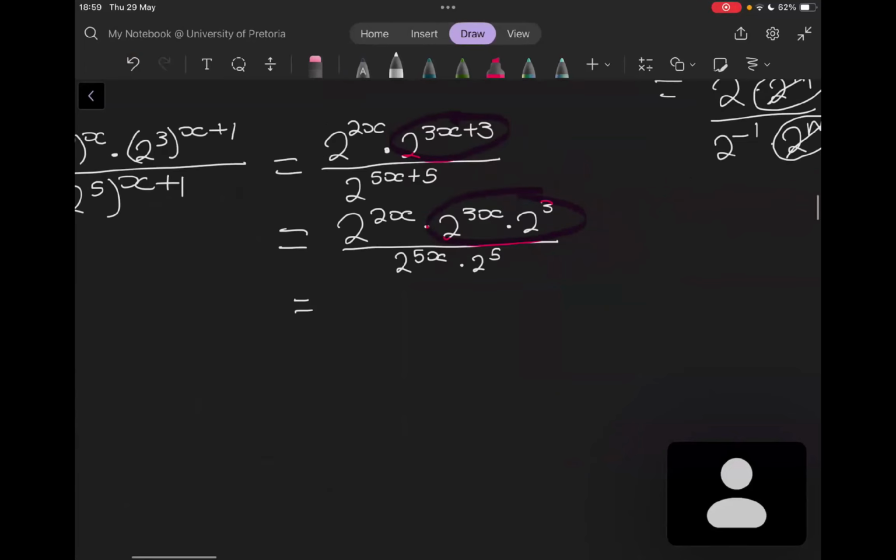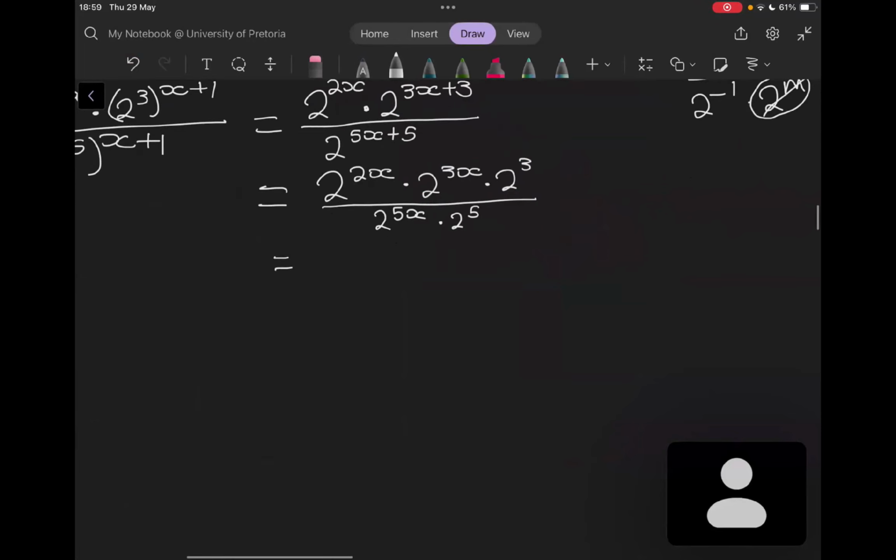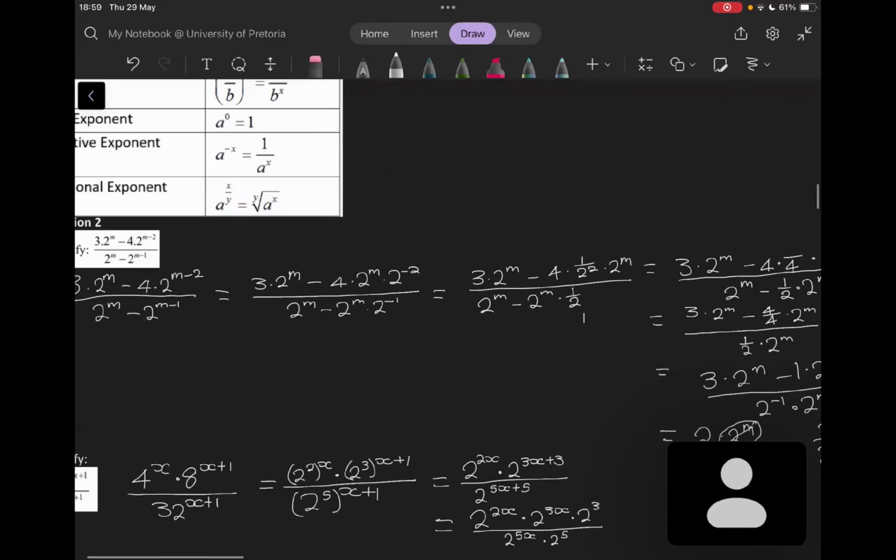We're not done simplifying this. Cool. Here's the next part. Whenever you have exponents of the same base divided by each other, we subtract them. This is the division rule as outlined over here.